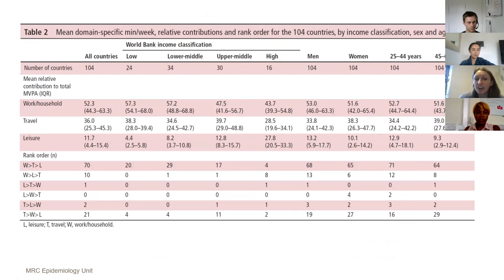Here it is in table format. I've already said these numbers to you, the country level averages of the contribution of work, household, travel and leisure. But we can see how this varies by income classification. When I said there was a much higher contribution of leisure in the high income countries, we can see that, notably, the percentage is nearly 30%. As we'd expect, the relative contribution of the other domains is lower, because it all has to add up to 100. So we can see a lower contribution of work here and a lower contribution of travel.